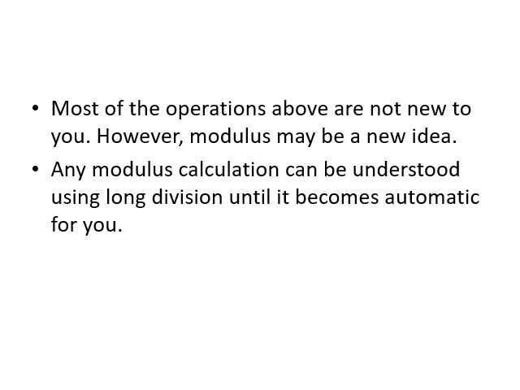Most of the operations above are not new to you. However, modulus may be a new idea. Any modulus calculation can be understood using long division until it becomes automatic for you. You cannot have 0 to the right of the mod, but you can have 0 to the left of the mod. For example, 20 mod 0 does not make sense since this would be like dividing by 0. 0 mod 4 is 0 since 0 divided by any number that is not 0 is 0 with a remainder of 0.